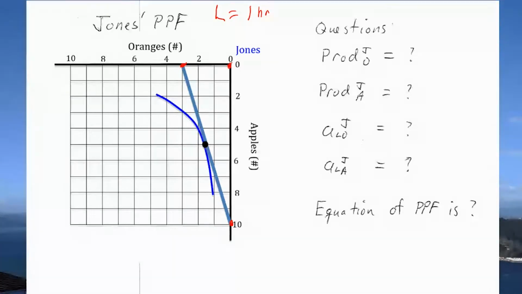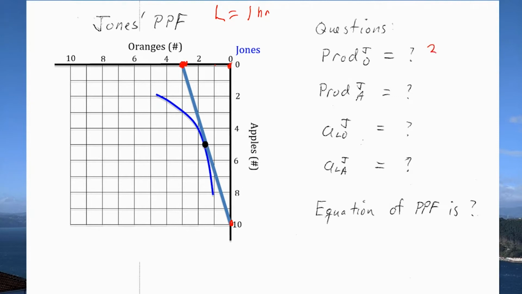From that information on the graph and the fact that he's producing for 1 hour, you should be able to answer the questions on the right. So I ask all of you, what is Jones's productivity for oranges? Look at the diagram, you should be able to write down the answer. And you're all getting it right because you're looking at the diagram right here on the orange axis and measuring over 1, 2, 3. He can produce 3 oranges in an hour.